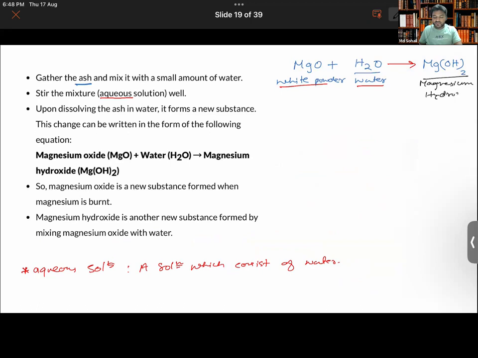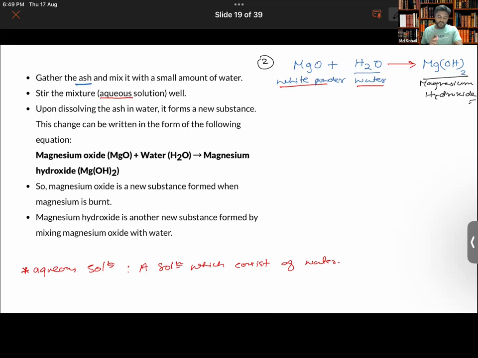So that is also an example of what? Is it a physical change, guys? Is it a physical change, Sundus? It's the chemicals inside this. Obviously it's a chemical change because we're getting a new product here.